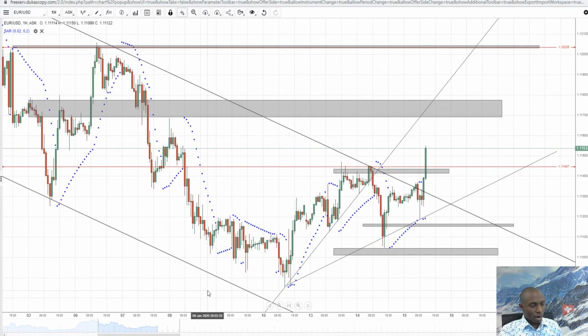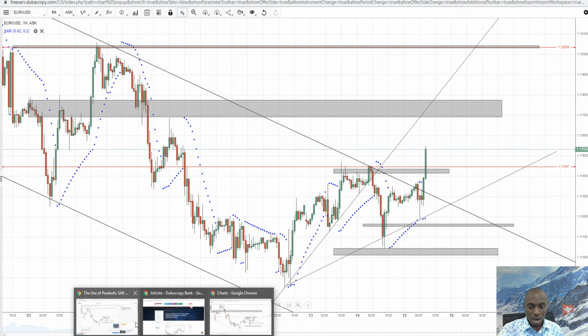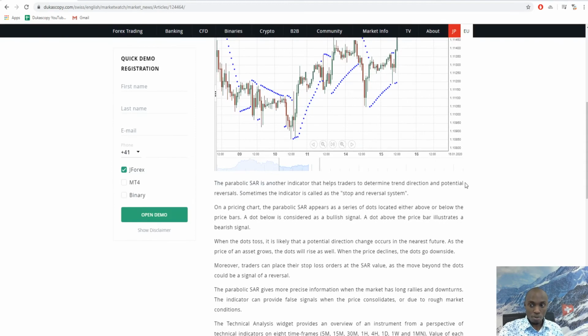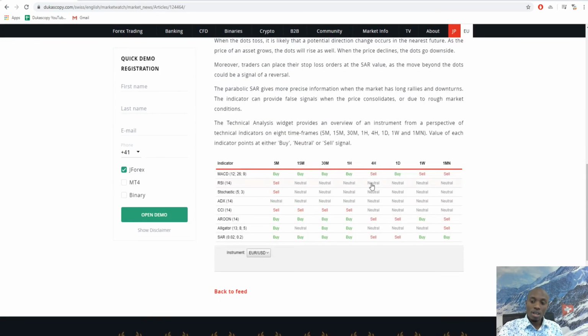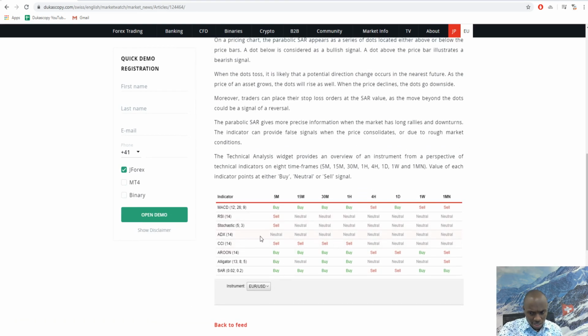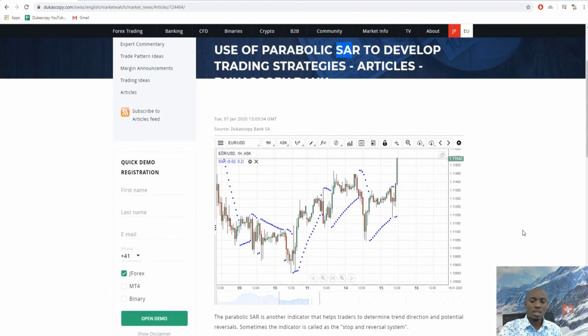So guys, this is the parabolic SAR indicator, and we have the article, which we've already posted on our website. So we are following this widget. We've already done the MACD, RSI, stochastics, and SAR. We've done the alligator. I think on Friday I'll be talking about the basics of this ADX. I've never used this ADX, so I will do some research to see what it is, because I can see that it's even showing neutral, so maybe a missed signal.